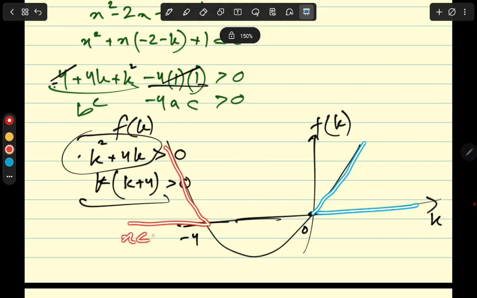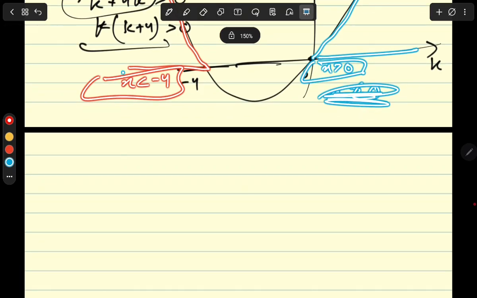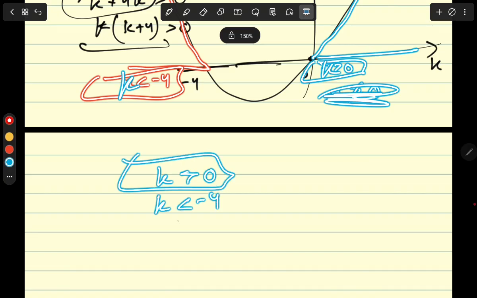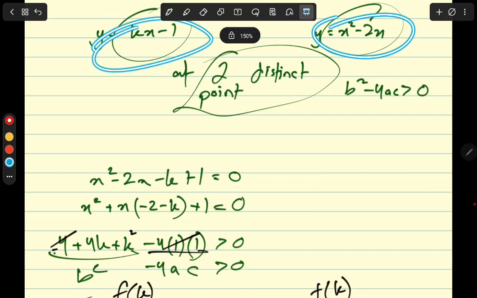So this is x is less than minus 4, not less than or equal to, because 0 is not part of it. The discriminant is strictly greater than 0. So either x is less than minus 4 or x is greater than 0. And again, strict inequality, not greater than or equal to 0. No, this is not possible, right? So our answer, so this is not x, this is k. So k is greater than 0 or k is less than minus 4. So for these two ranges of values, these two graphs, this one and this one, are going to have two solutions, right? It is as simple as that.